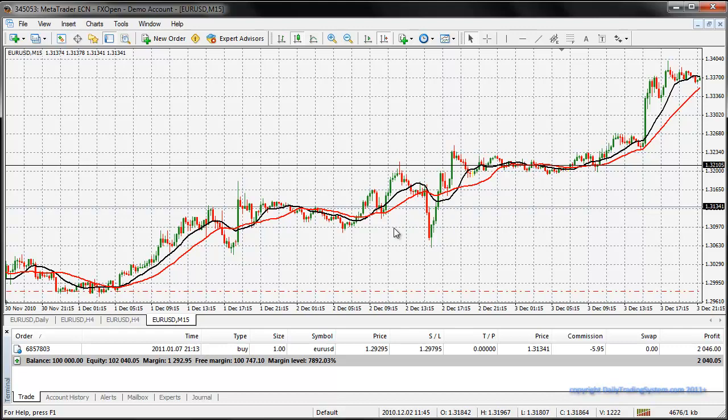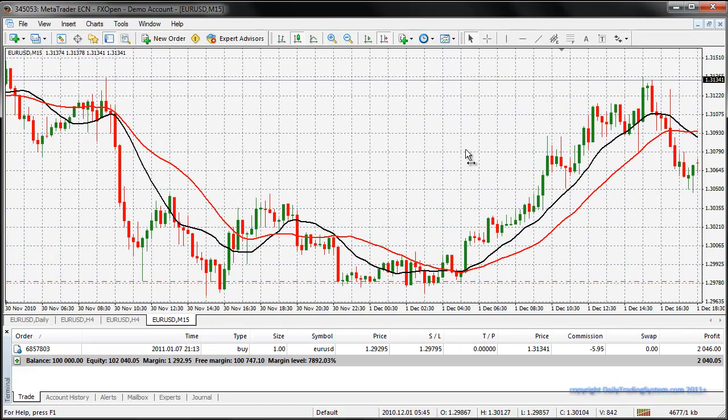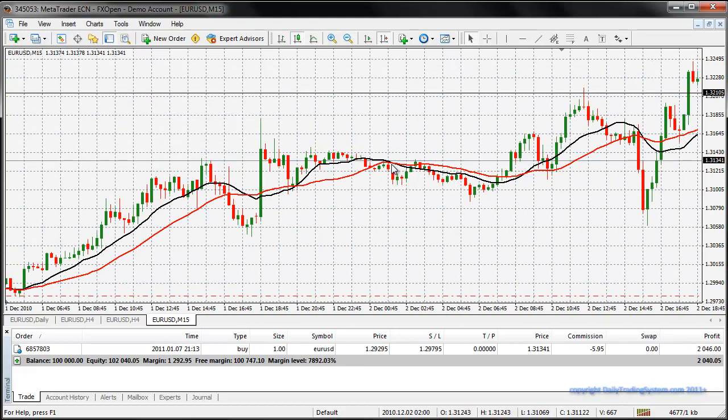You'll see, again, this is all about patterns here. You can see there where the black crosses under the red, and you can see this candle right here. It's very, very close to where it actually crosses over, and the market does indeed drop. If we can zoom in a little bit. Here, right here, where it crosses, the candle is very close, and then eventually the market drops.